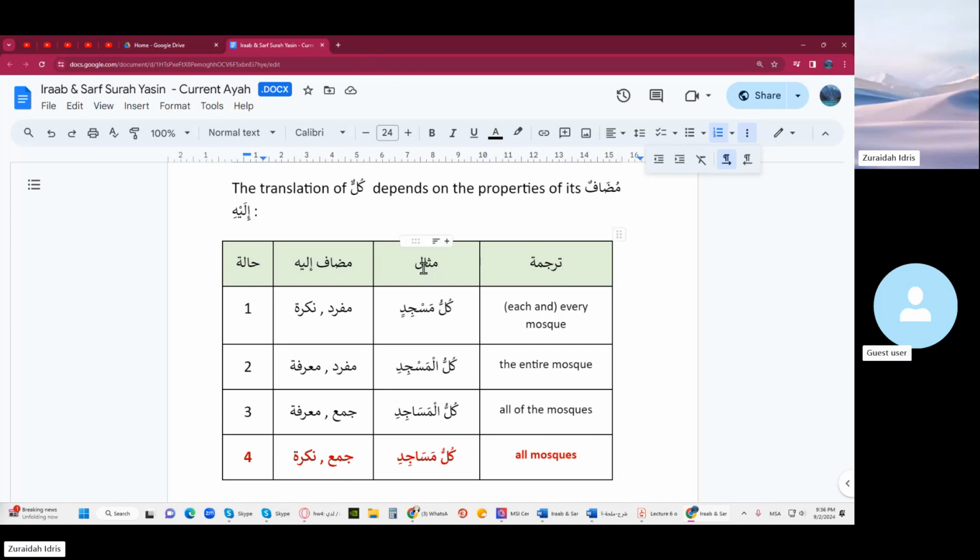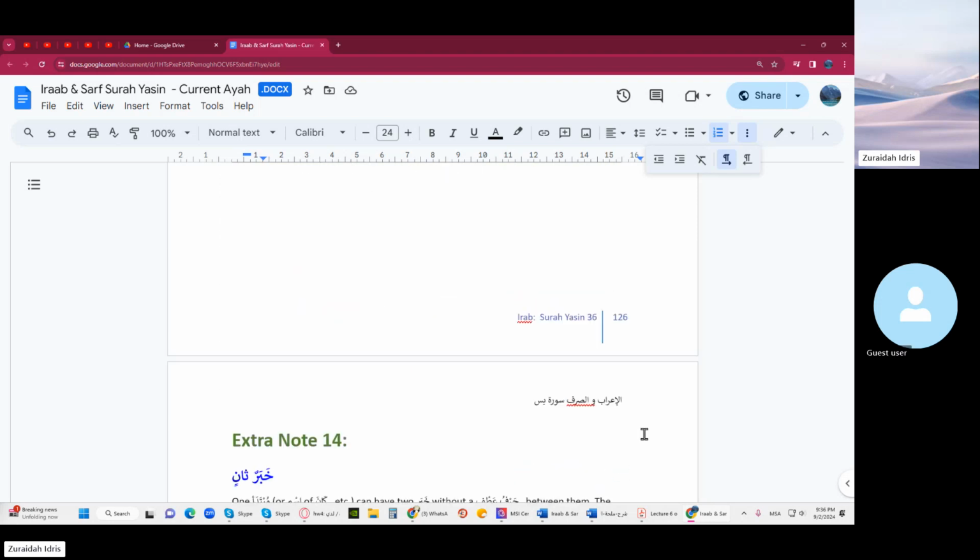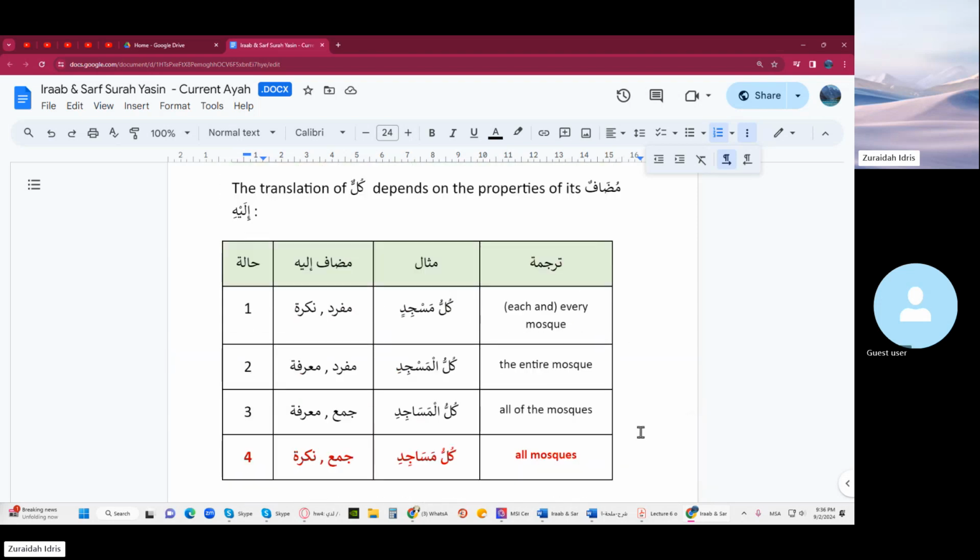Subhanallah. Okay, this is a little table that I did. I think you're familiar with this, probably, if you've been following Ustad Numan. Now, this is when it's mudaf. This is not when it's an isim. In our verse, it is an isim, right? But in this case, when it is a mudaf, we have actually 4 cases.